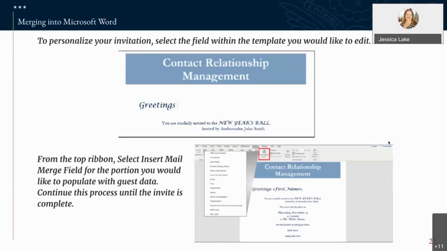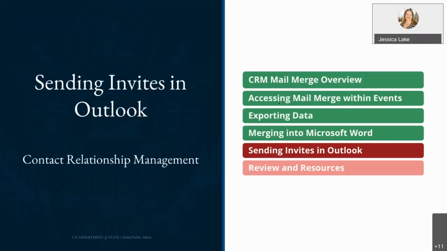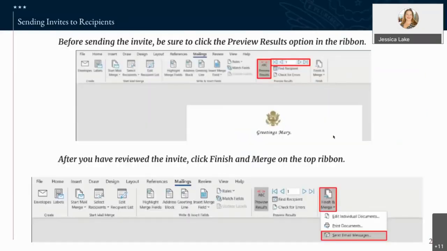Okay, and this is where you're personalizing your invitation, inserting those merge fields like I just did, the first name, and such. Okay, and now we want to get to how you send the invites in Outlook. Actually, I don't think we want to quite get there, because I want to show you how to put the most important links in.